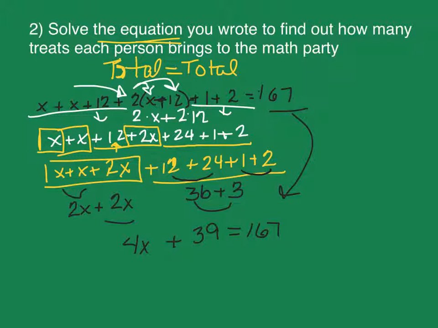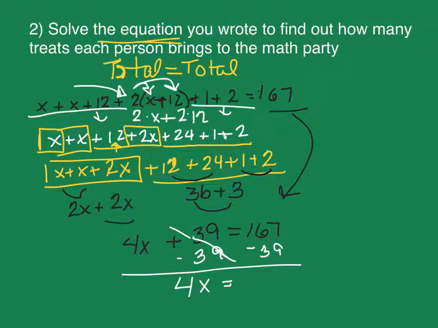So I now need to solve this. Just like always, I ask the question, what's the opposite? What's the opposite of plus 39? Of course, it is minus 39. Whatever I do on one side, I need to do on the other. These cancel. I'm left with 4x equals 167 minus 39. Well, 167 minus 40 would be 127, but it's not 40, it's 39, so therefore it would be 128.